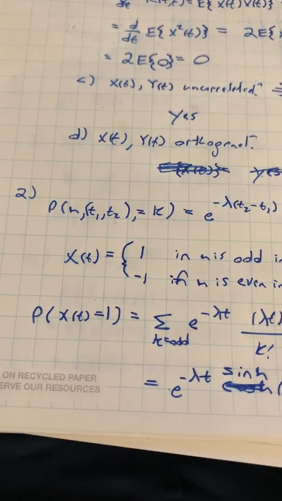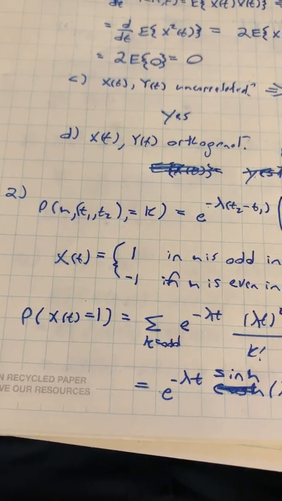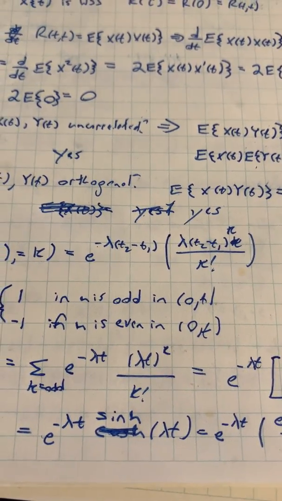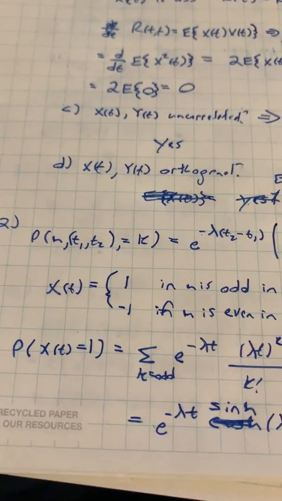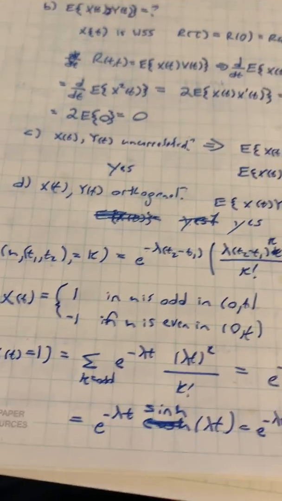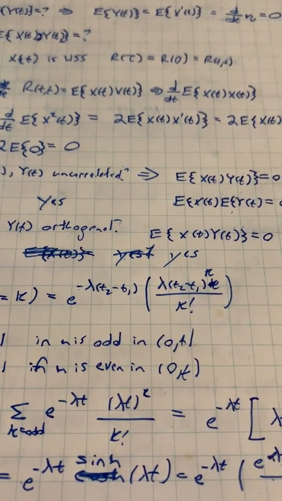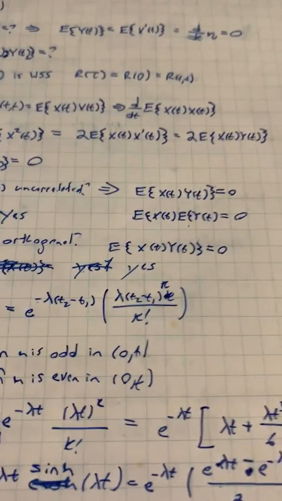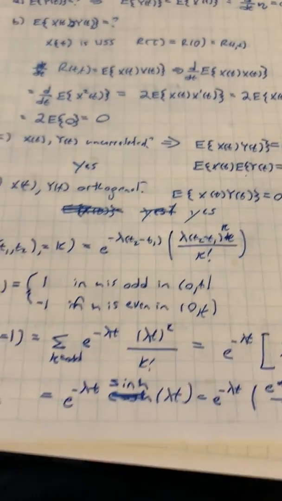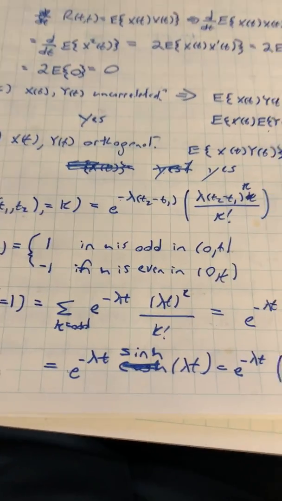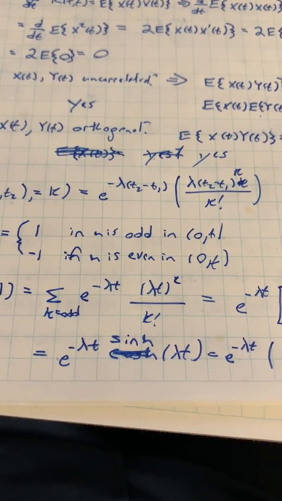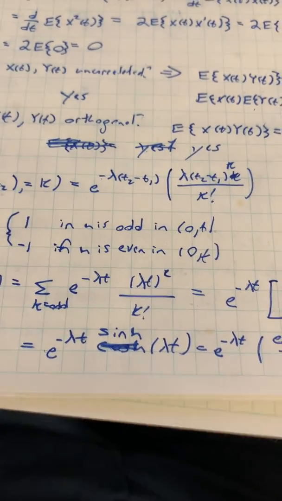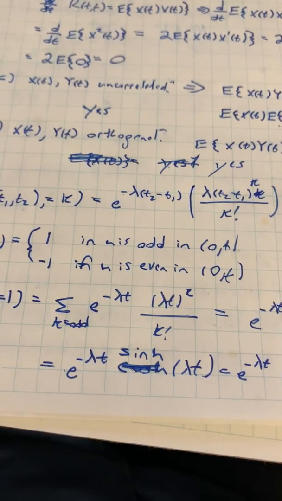For this problem, we're given the Poisson process, and this is the probability for that. It's this formula here. And now we defined x of t, and it's equivalent to 1 if n is odd in this process, and it's equivalent to -1 if it is even in this process. So you can write that out as basically this is the sum of all of these, and if it is odd, then k will be odd.